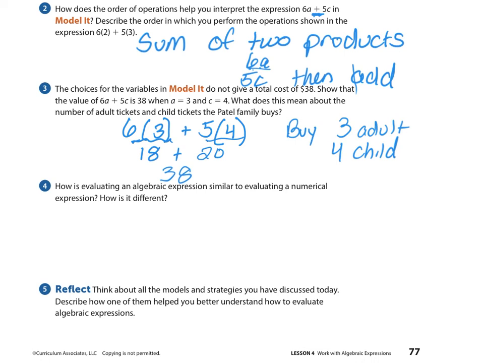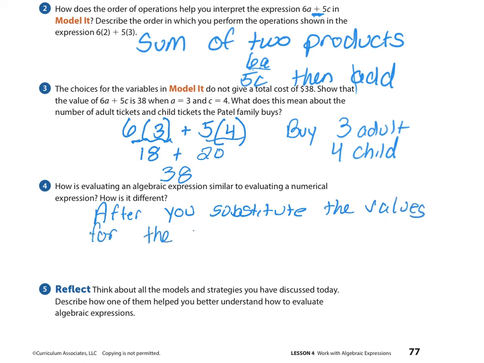How is evaluating an algebraic expression similar to evaluating a numerical expression? How is it different? So remember, algebraic includes a variable, numerical does not. Okay, so really when you're looking at this, and if you look up here, after you substitute in the values, so whatever values they give you, after you substitute in the values for the variables, isn't it really just the same? Okay, once you do the substitution, it is the same.